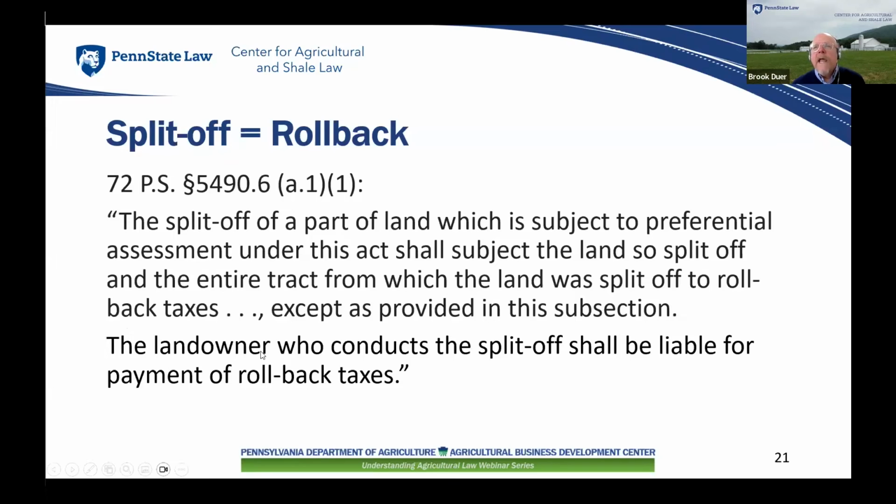Now, the landowner who conducts the split-off shall be liable for payment of rollback taxes. Okay, so that makes sense.